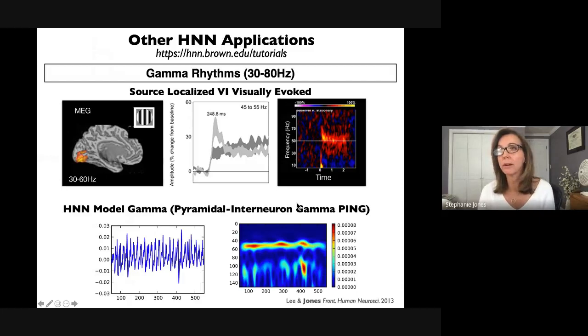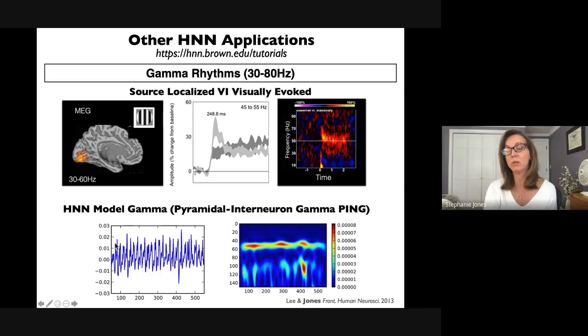Okay, so now I'm just going to briefly describe some other applications. I'm not going to go into detail, but I just want you to be aware that these are available with HNN. We've used it to study gamma rhythms. Gamma rhythms are a very strong signal, particularly in these experiments that they do in humans where they give visual gratings. And this is true in humans and animals. But if you give a static or a moving grating, you see this huge gamma response in the visual cortex. And you can see it very clearly in source localized MEG and EEG signals.